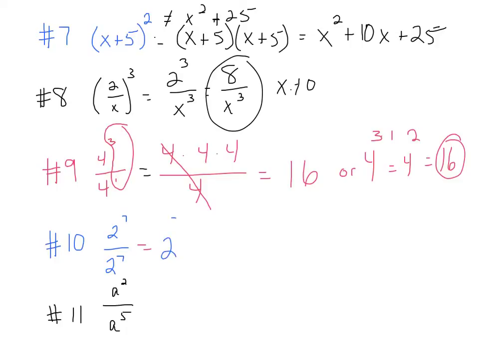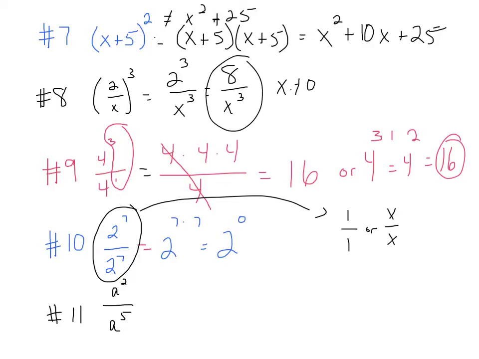Well, let's use our rule. Top power minus bottom power. Well, that's really just 2 to the 0 power. But wait a minute. This said 2 to the 7th over 2 to the 7th. That's like 1 over 1, or x over x. What is any number divided by itself? It's always equal to 1. Well, you could have told me this answer earlier. This is just equal to 1.